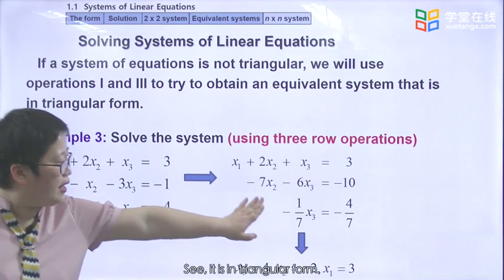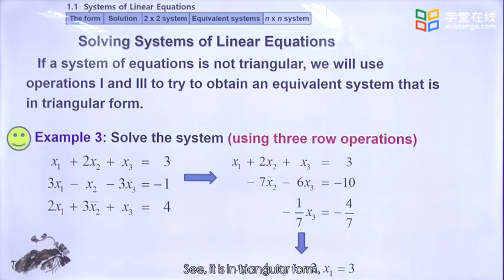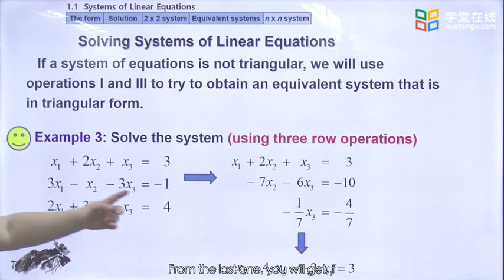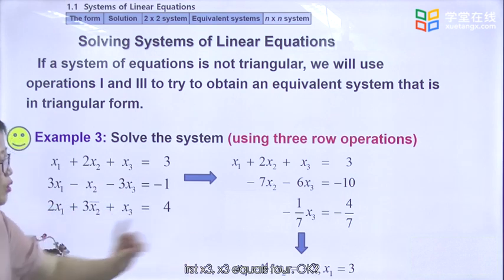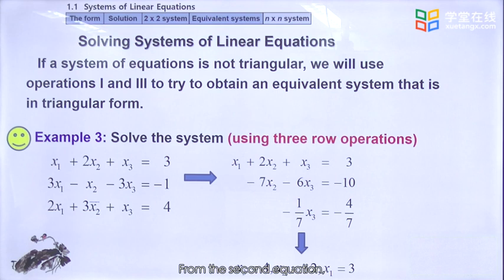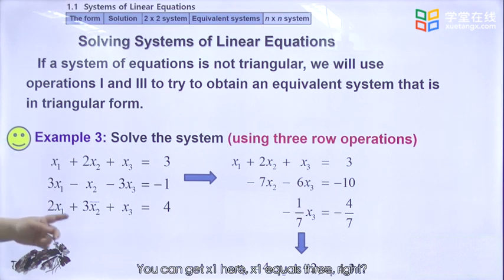So you will get this form. After you get this form, see, it is in triangular form. You want it, right? We get it. So this form is easy to solve. From the last one, you will get x3 first. x3 equals 4, okay? From the second equation, after substituting x3 equals 4 here, you will get x2. So x2, you can find is minus 2. And substituting x3 equals 4, x2 equals minus 2 into the first equation, you can get x1 here. x1 equals 3, right?